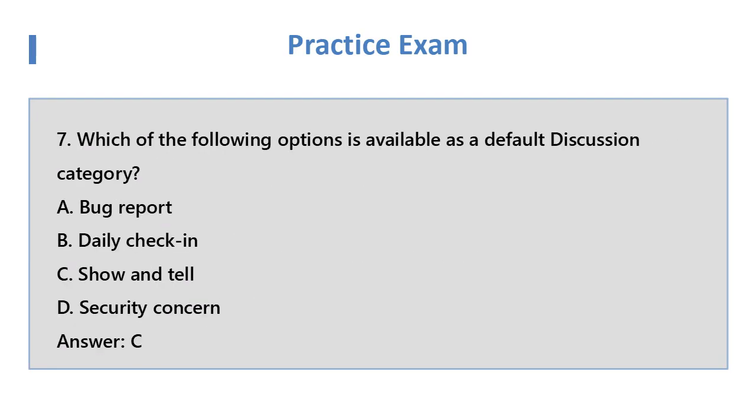7. Which of the following options is available as a default discussion category? A. Bug report. B. Daily check-in. C. Show and tell. D. Security concern. Answer: C.